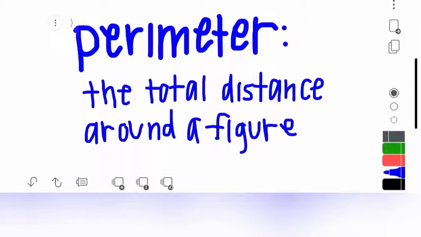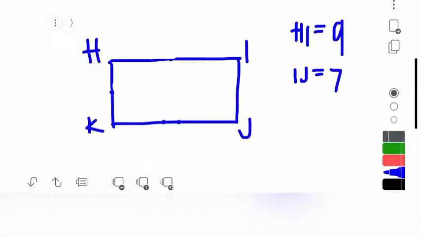Let's start with perimeter. In case you didn't know, perimeter is the total distance around a figure. For example, say you have a garden and you want to put fencing around it, you would use the perimeter to figure out how much fencing you need in order to cover the whole garden. Let's start off with a problem like this.